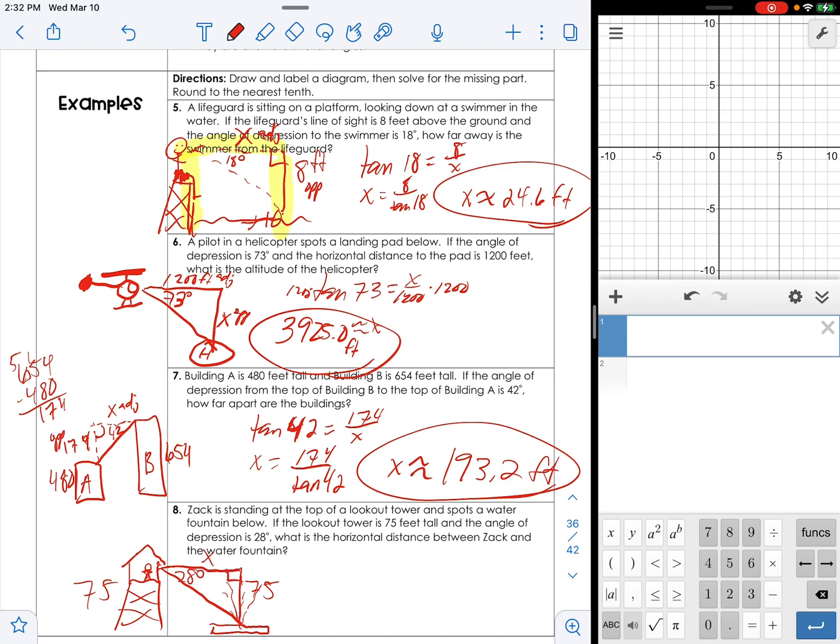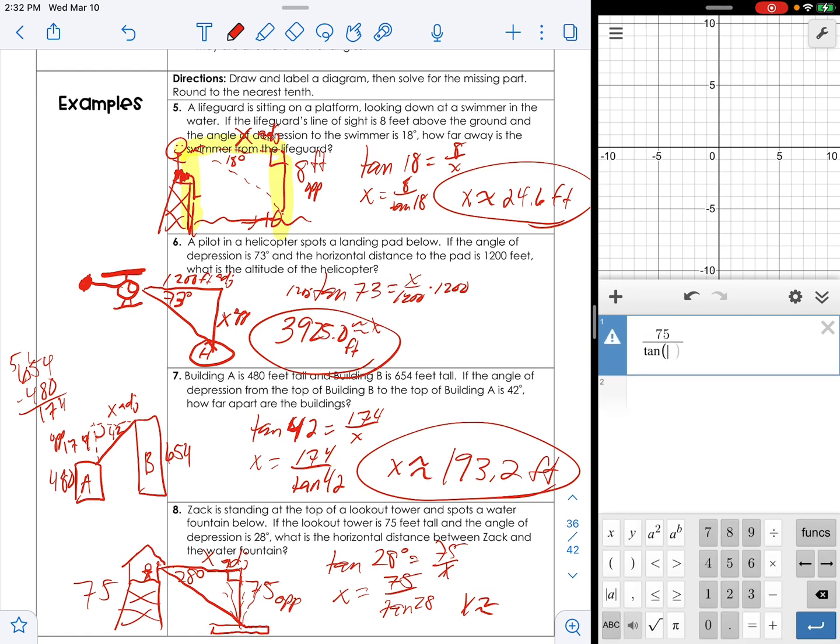What is the horizontal distance between Zach and the water fountain? So left to right, horizontal. This is opposite. This is adjacent. Opposite and adjacent is TOA, tangent. So the tangent of 28 degrees equals opposite, 75 over we don't know how far. Do that one-ratio switch. X equals 75 over the tangent of 28. So x is approximately, let's see, 75 divided by the tangent of 28, 141.1 feet away.